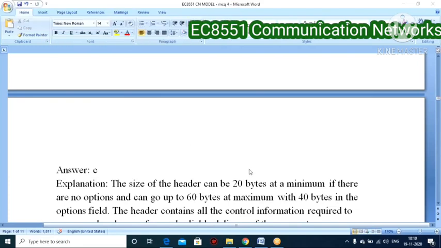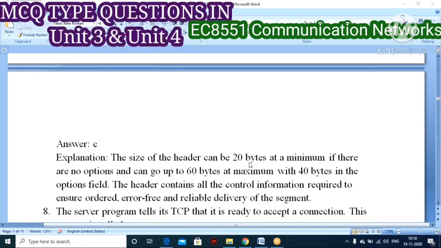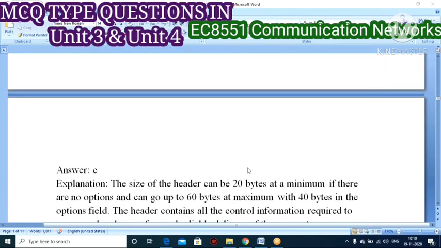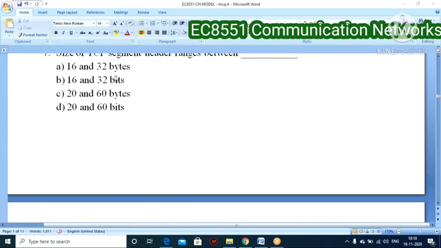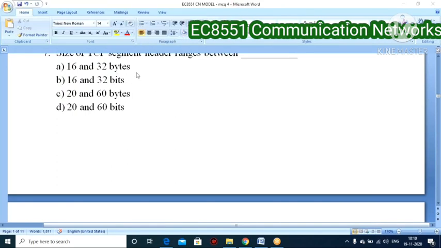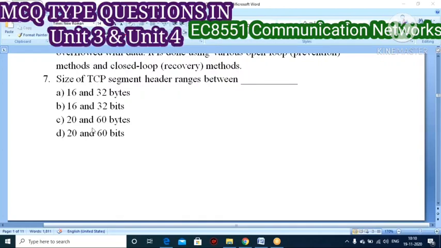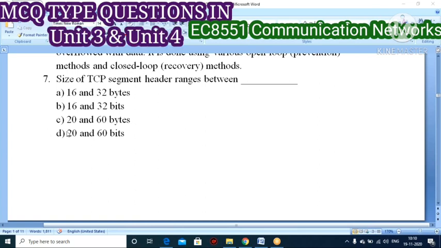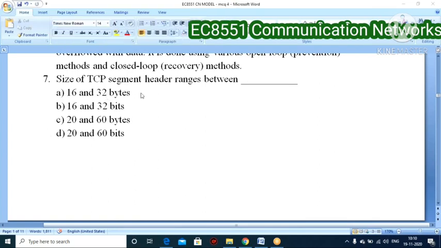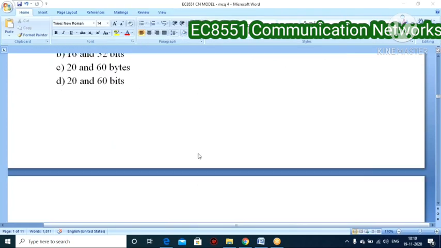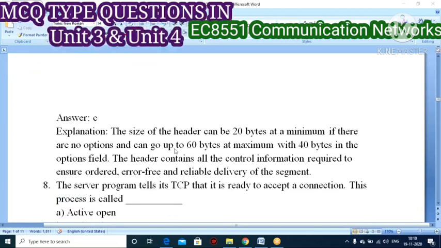So C, because the size of the header can be 20 bytes. Here your clue is, first find out whether our range is within the limit, bits or bytes. Once you find out the bytes, see how many options are based on the bytes. Here there are two options, A and C, so you just ignore B and D. Within these two options, find the exact one. So option C is the correct one.